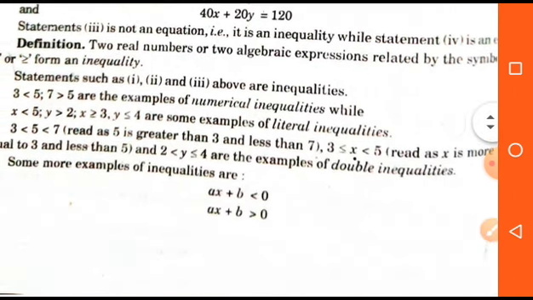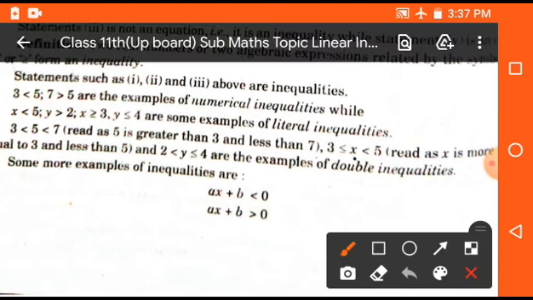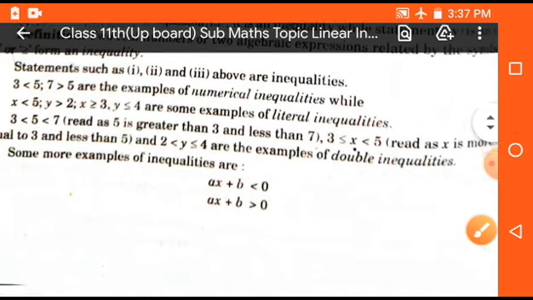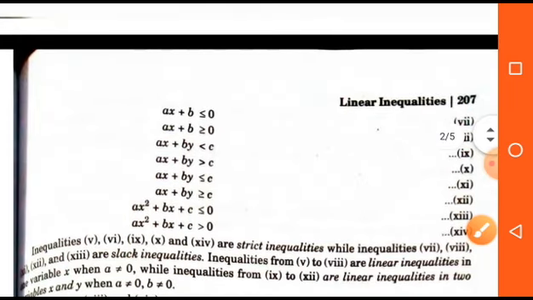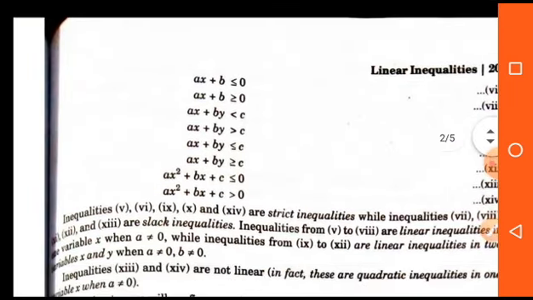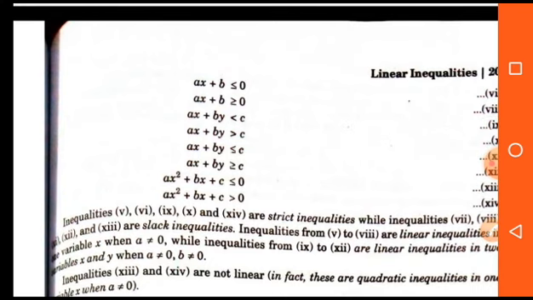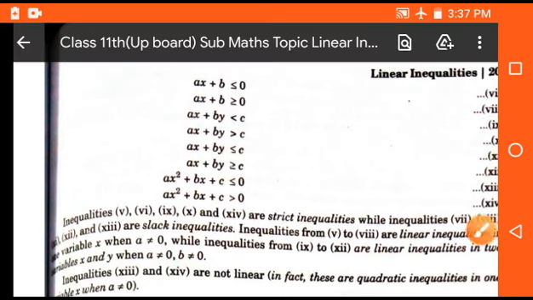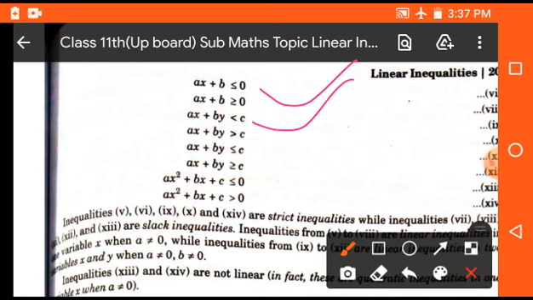Now the general standard form of linear inequality is given as ax plus b is less than 0 or ax plus b is greater than 0. If we combine both, then we will find that ax plus b is less than or equal to 0 and ax plus b is greater than or equal to 0. So these are the standard forms of linear inequalities.